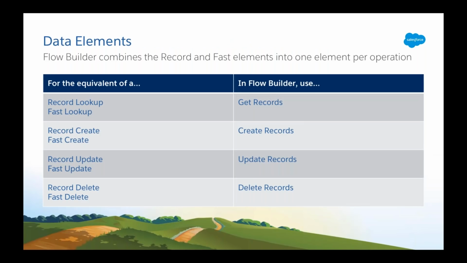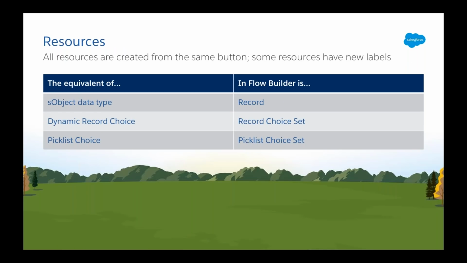So the next few slides here, I just wanted to quickly reiterate some of the differences. The data elements, if you used record lookups or fast lookups, you now use get records. Similarly for create, update, and delete, you use create records, update records, delete records. For resources, the equivalent of an S-object data type is now record. We've also changed dynamic record choice to record choice set and pick list choice to pick list choice set. Same functionality, different label.